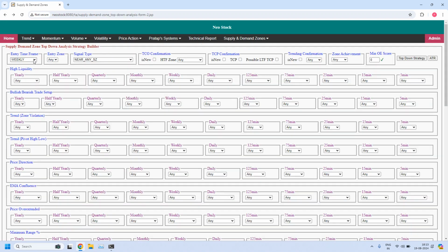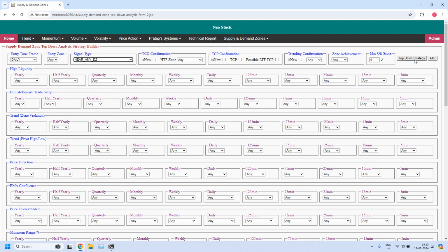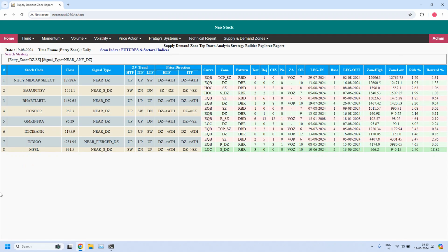The next report, changing the time frame to daily. So entry time frame is daily. Let us find the stocks near daily demand zone. 8 stocks are filtered near to the daily demand zone. Let's identify high liquidity zones from this list, from the daily demand zone.